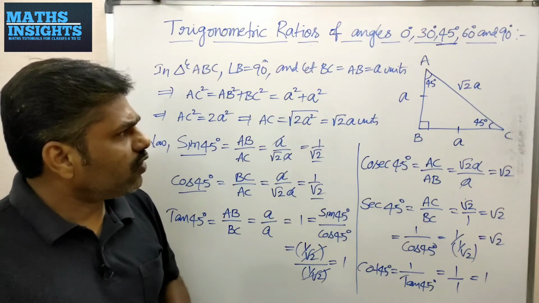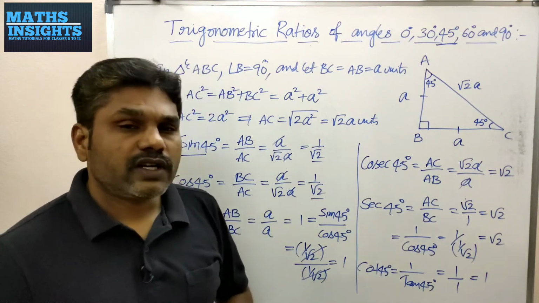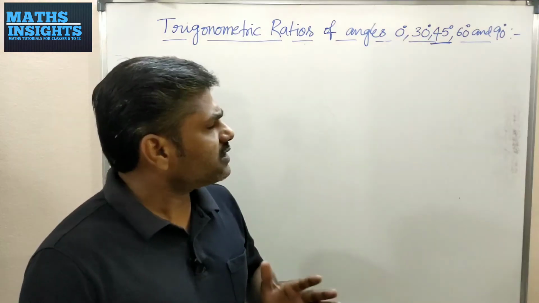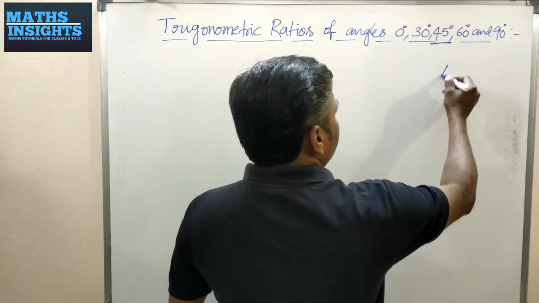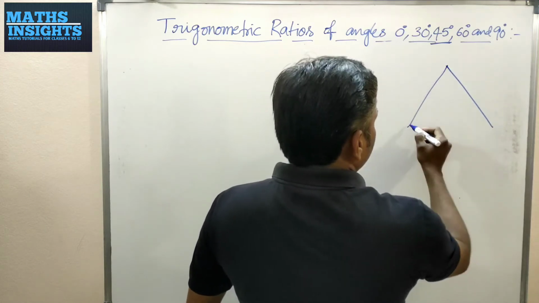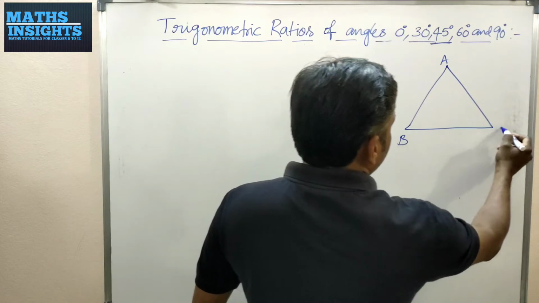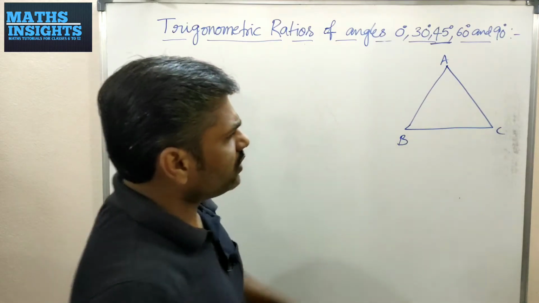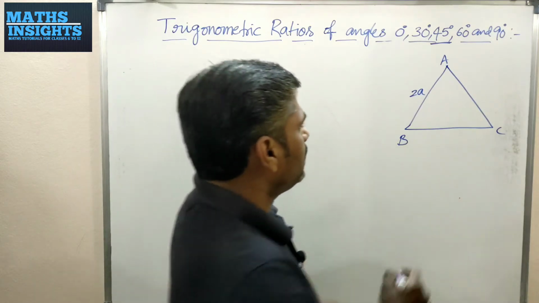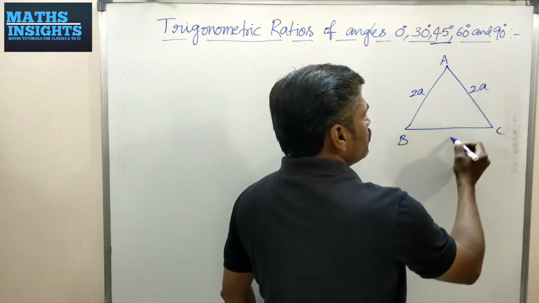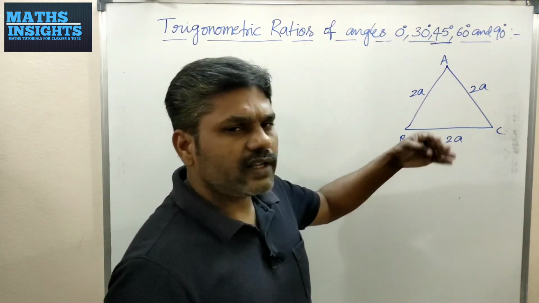We will go for finding trigonometric ratios for 30 degrees and 60 degrees. For these angles, I will take an equilateral triangle. Let the equilateral triangle be A, B, C. Take the lengths of all these sides as 2a. Since all these are equal in length, therefore 2a, 2a, 2a. Why am I taking 2a units? You may take a units also.